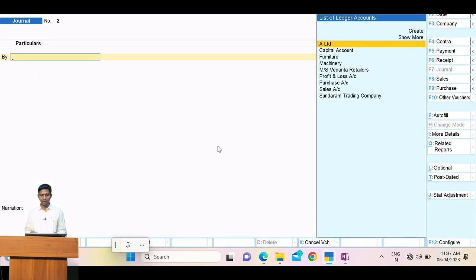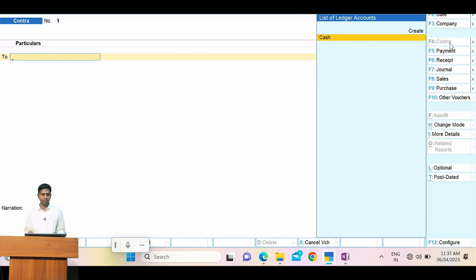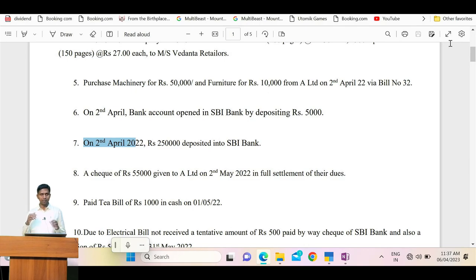Yours is SBI, and you deposited. For deposit, withdraw, and interbank transfer, we have contra voucher type. Select that voucher type first and then pass entry. We deposited. That means what? Cash will go out. Cash is real. If cash is going out, give credit to cash. And if you credit to cash, obviously you have to give debit to bank.